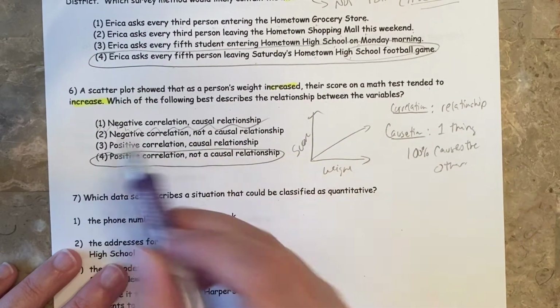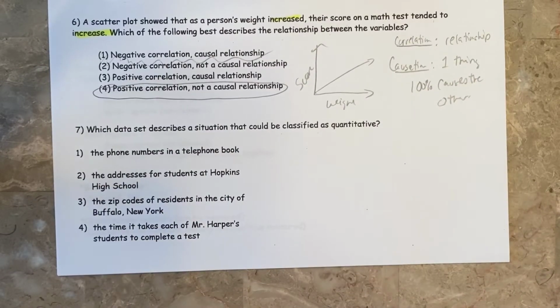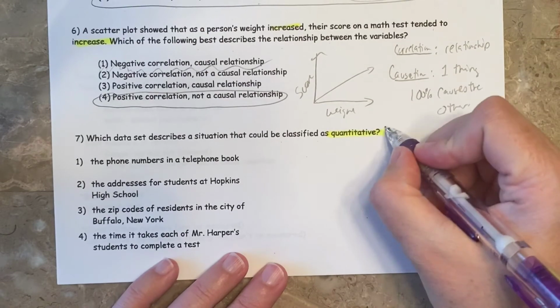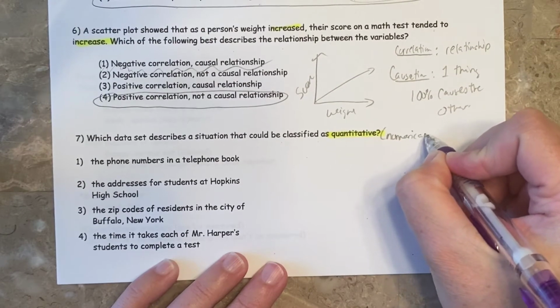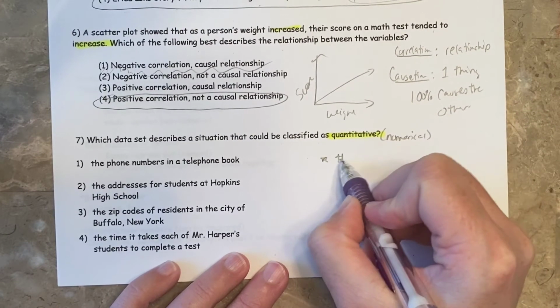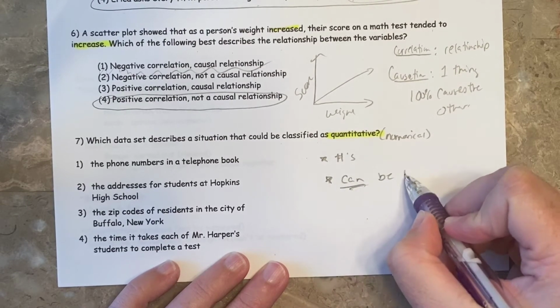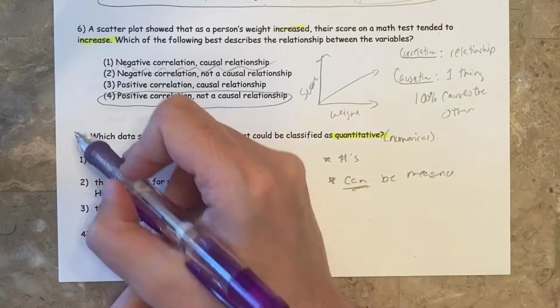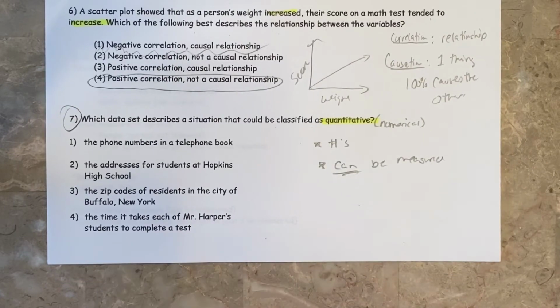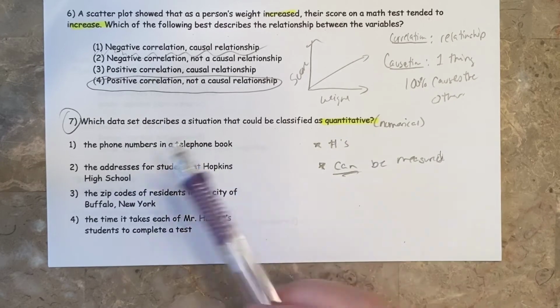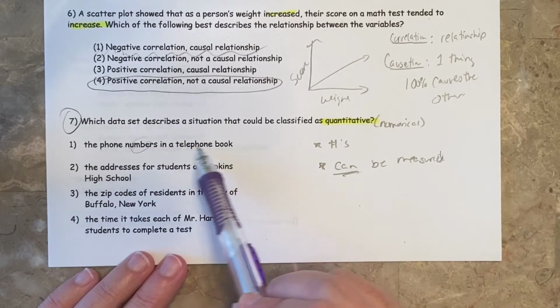Okay. Moving on. Number 7, which data set describes a situation that could be classified as quantitative? Quantitative is your numerical. And obviously numerical has to do with numbers, but really most important is that it can be measured. This is an awesome question. This was given on a Regents, and it stumped a lot of kids because you're going to notice that all of these are numbers. Phone numbers in a telephone book.